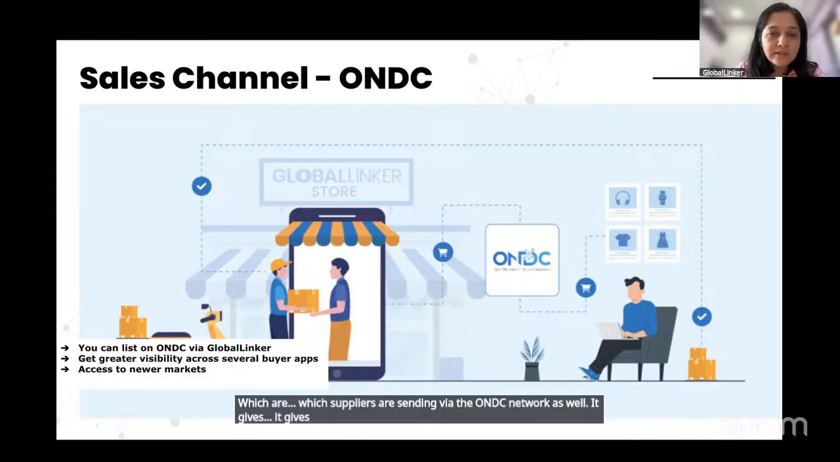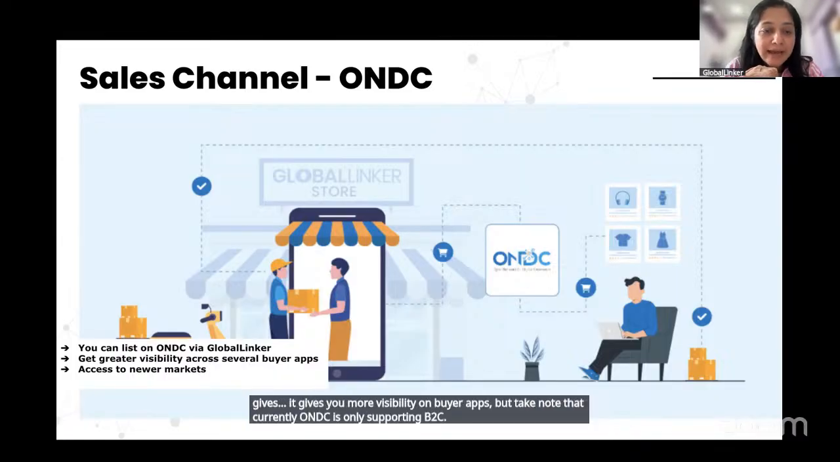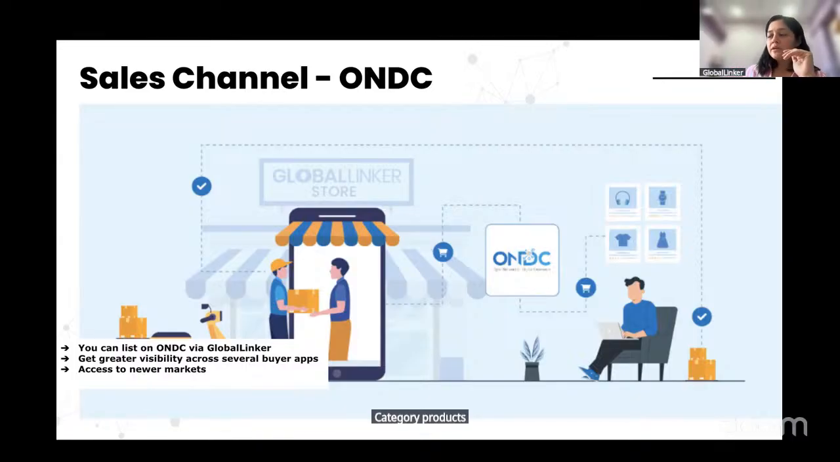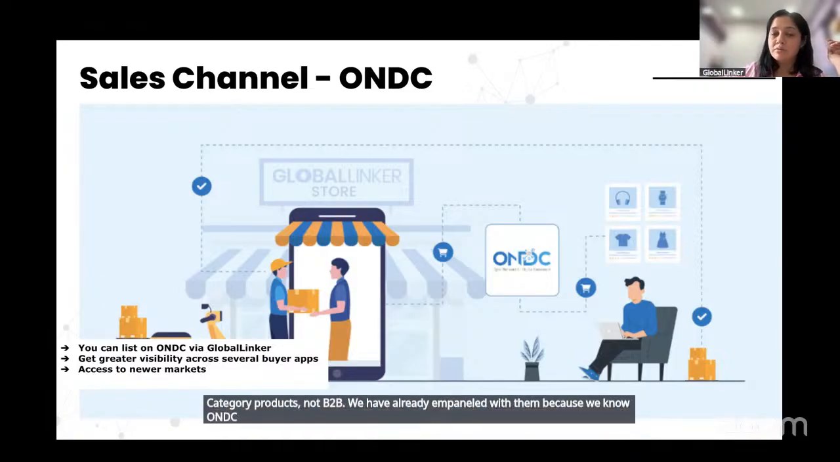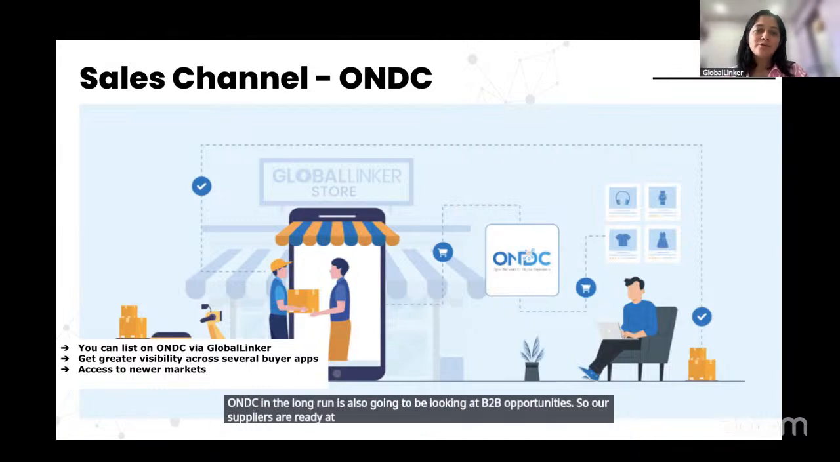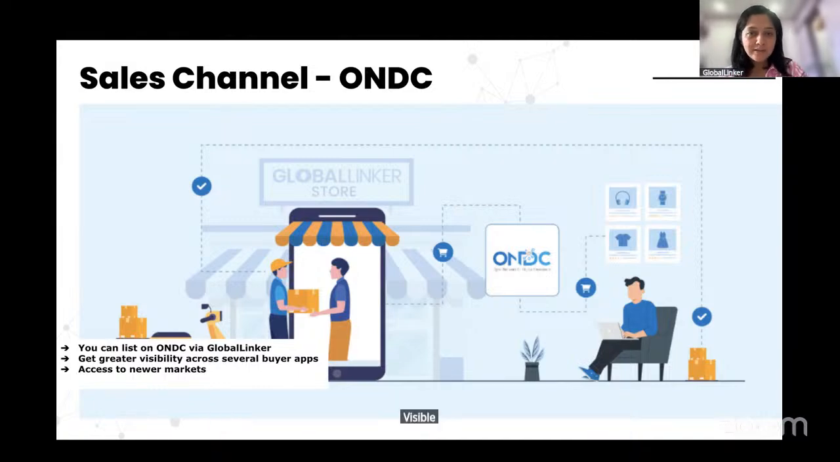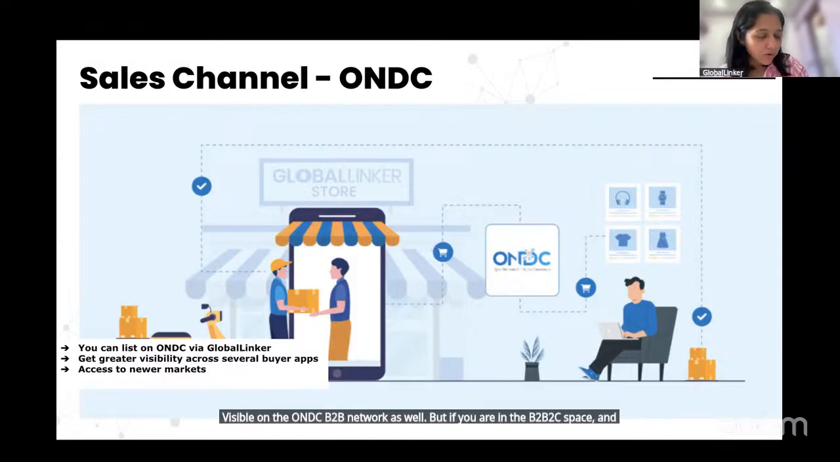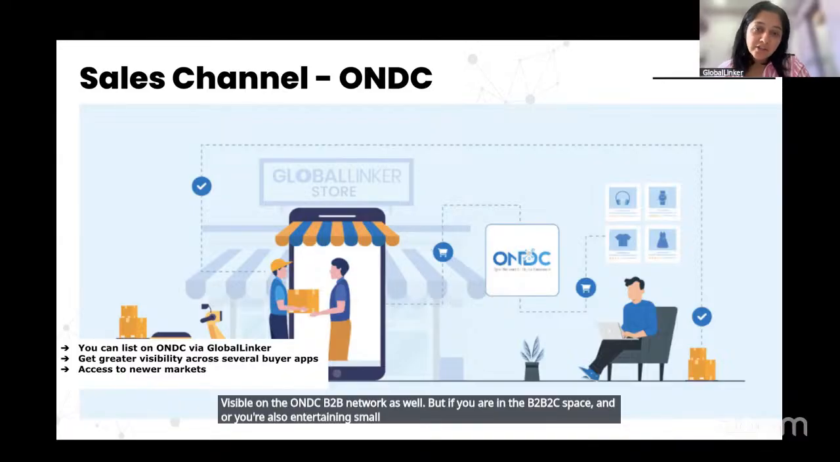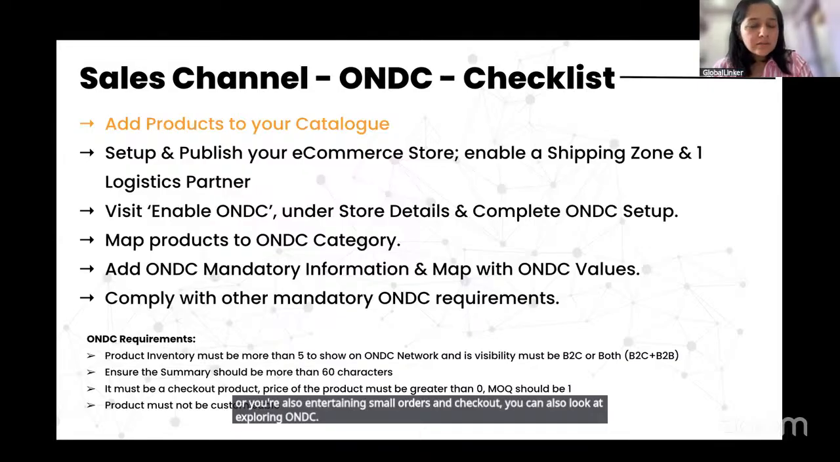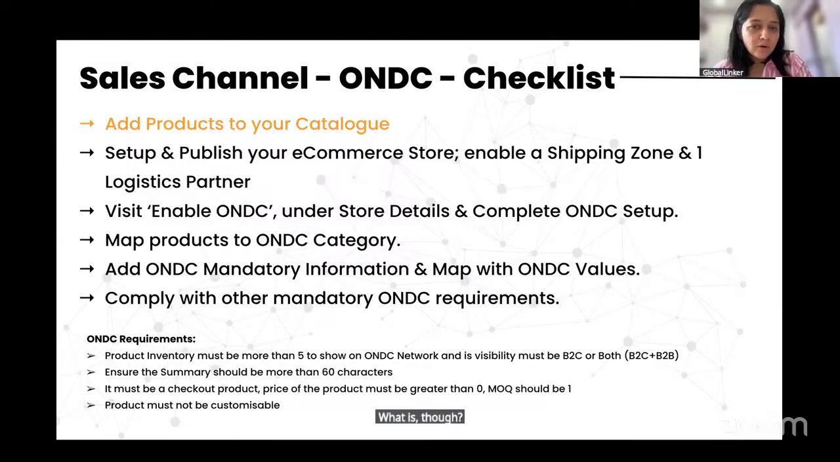It gives you more visibility on buyer apps, but take note that currently ONDC is only supporting B2C category products, not B2B. We have already empaneled with them because we know ONDC in the long run is also going to be looking at B2B opportunities. So our suppliers will be ready at that time to get visible on the ONDC B2B network as well. But if you are in the B2B, B2C space and you're also entertaining small orders and checkout, you can look at exploring ONDC.